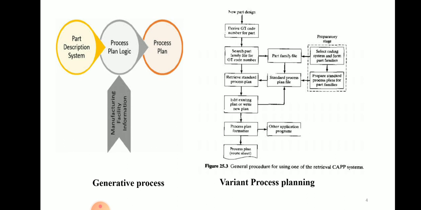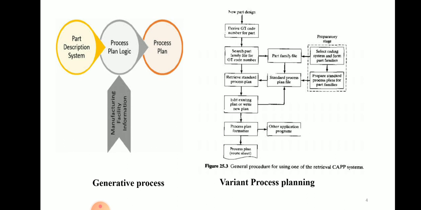As improvements are made to production efficiencies, the improvements are automatically incorporated into the current production mix. Now we can see in the generative process, manufacturing facility information is given to the process plan logic. Then the part description system, then the process plan logic, and then the process plan.